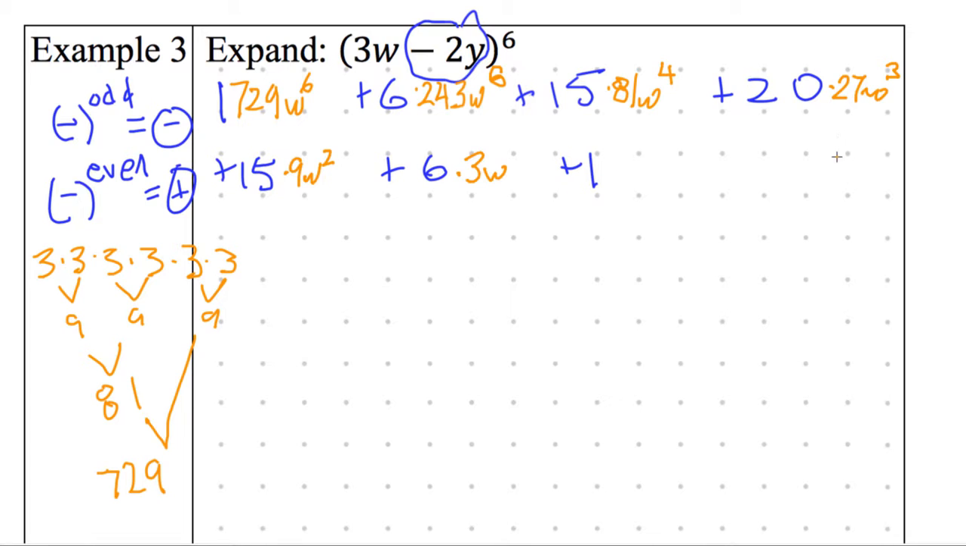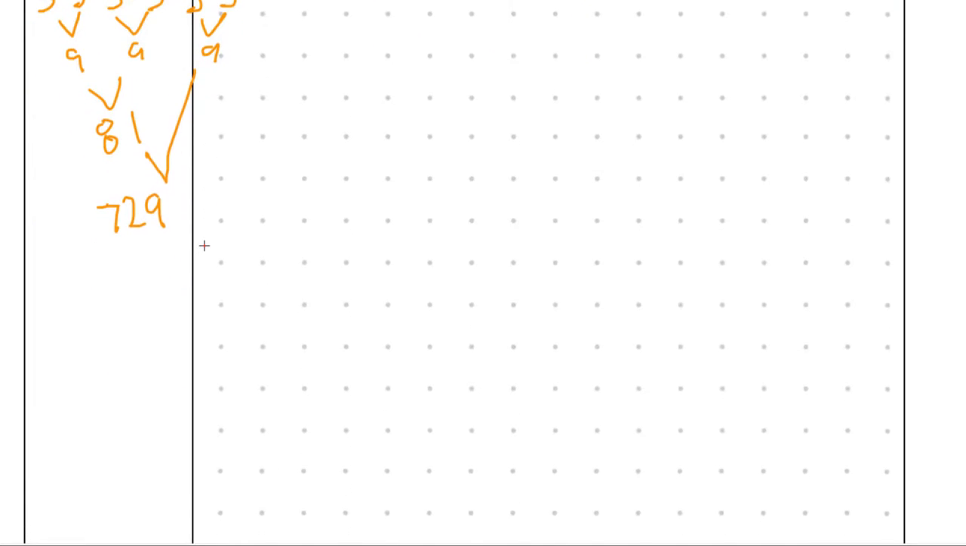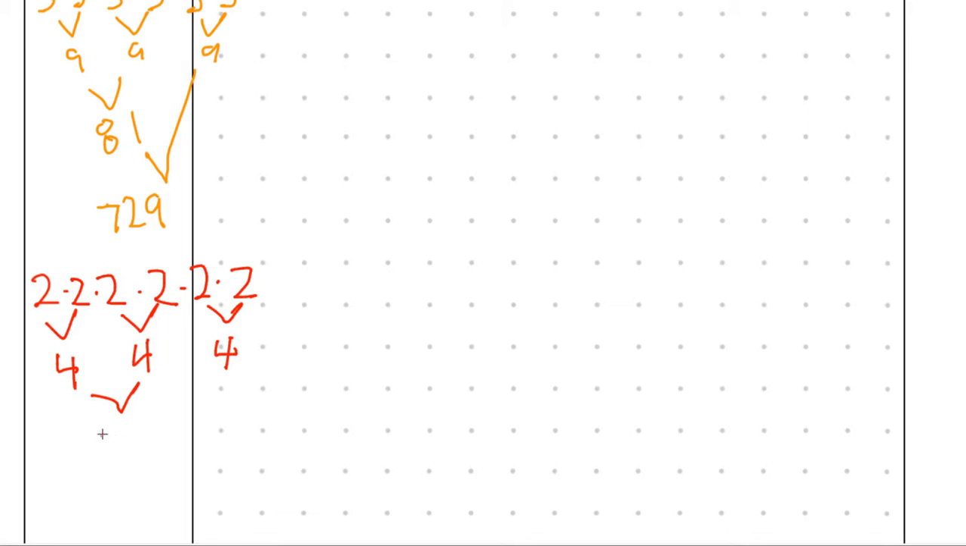Here comes the second half, which is slightly challenging. We need to do negative 2y to the power of 6 to get to here. I know that since it's to the power of an even, it's going to be a positive number. Now I just need to find what 2 to the power of 6 is. So again, scratch work. 2, 2, 2, 2, 2, 2, that's 6 of them. 2 times 2 is 4, 2 times 2 is 4, 2 times 2 is 4, 4 times 4 is 16. Oh, maybe I don't want to do it this way, but I know that 16 times 4 is 64.